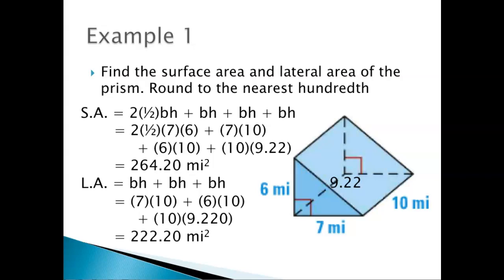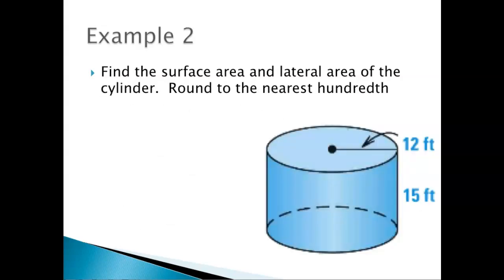Okay, let's look at an example with a cylinder. Again, we're finding both the surface area and the lateral area. So the surface area, that's going to be 2 pi r squared plus 2 pi r h. Now, how did we get this? Well, you've got the area of the base, which is a circle, that would be pi r squared, and we've got two of those bases, one on top and one on bottom. So we have 2 pi r squared.